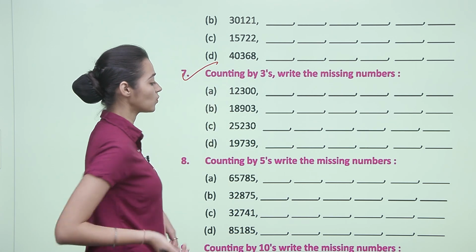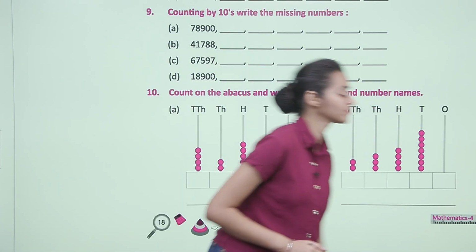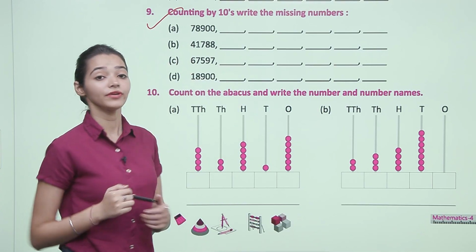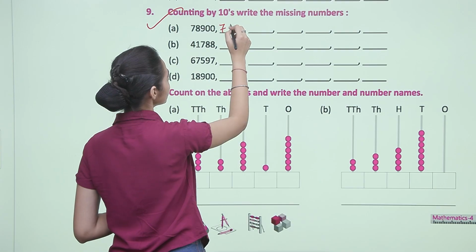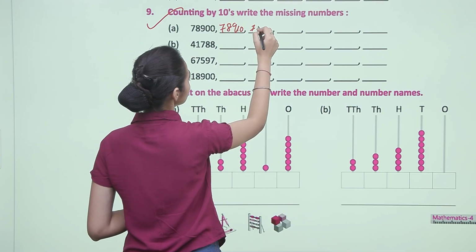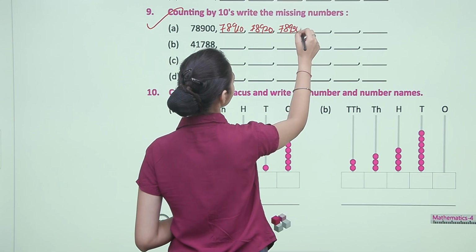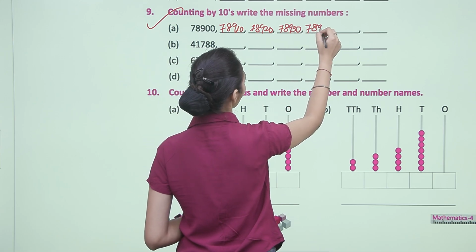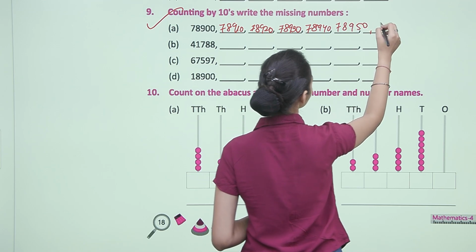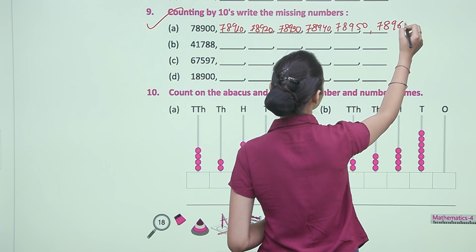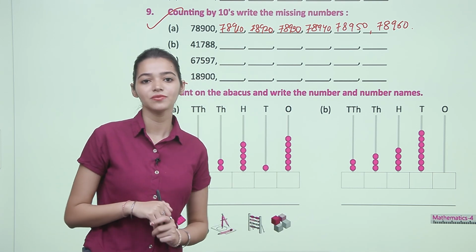Again, we have to write it by counting by threes, then counting by fives. We have to count by 10 and write the missing numbers. Now, first is 78,900, then 78,910, 78,920, 78,930, 78,940, 78,950 and the last one is 78,960.